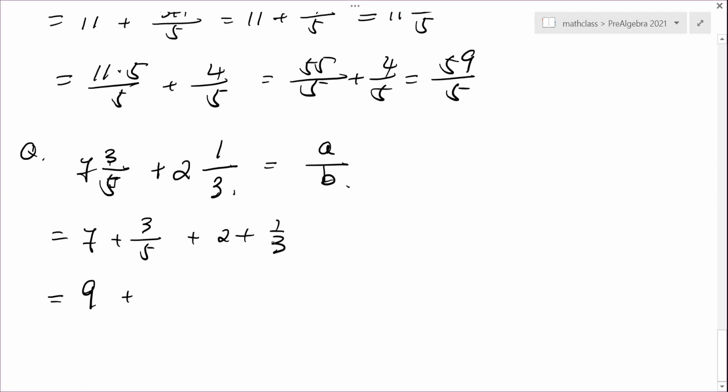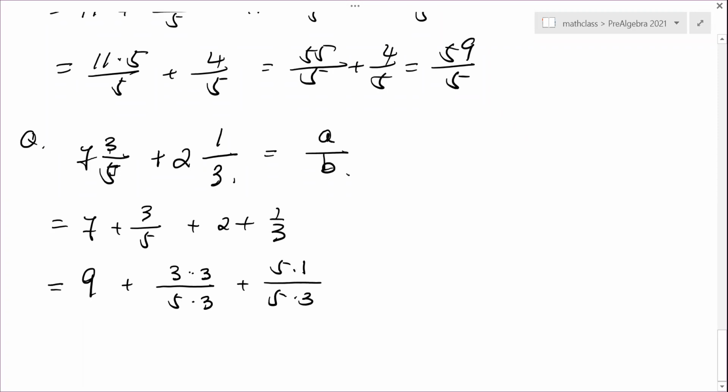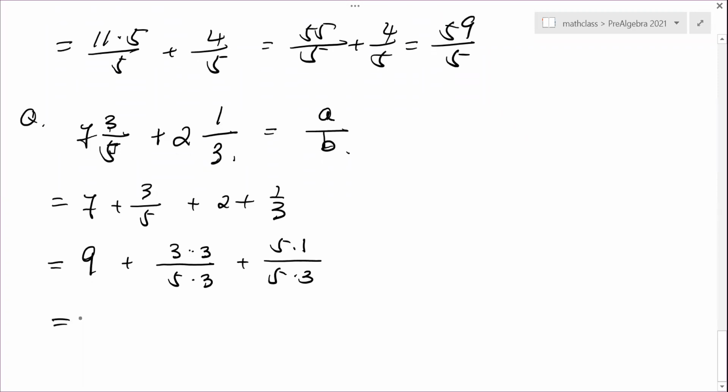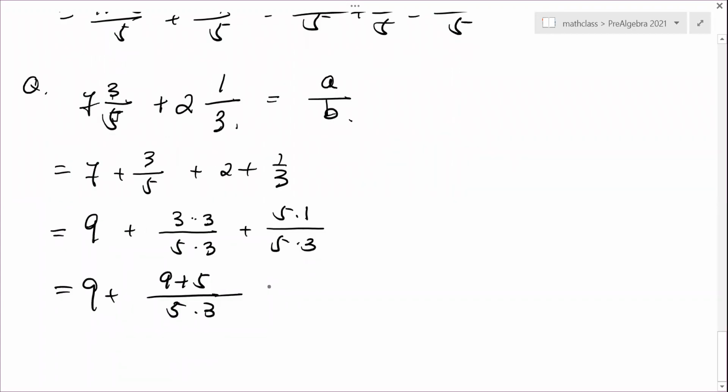Now 3 over 5 and 1 over 3, you have to get a common denominator. So what I'm going to do is multiply by 3 for each term, and here I have to multiply by 5. Numerator and denominator, then I got 5 times 3, it's 9 plus 5. 9 plus 5 is 14, and then 15.